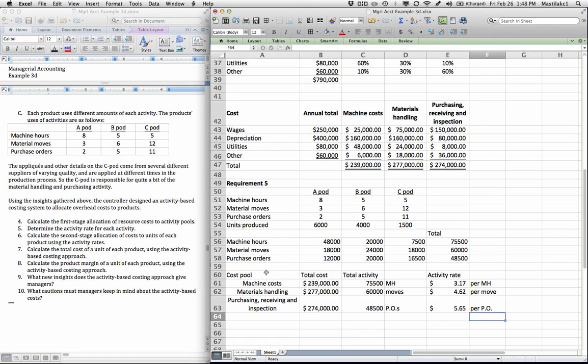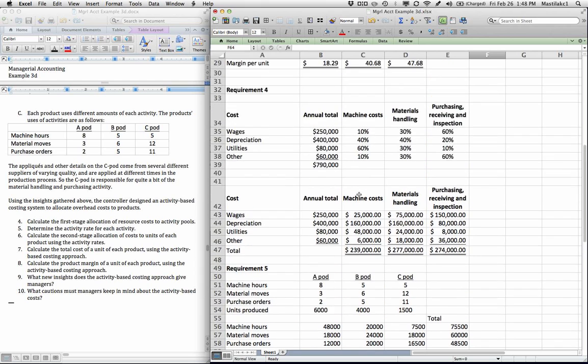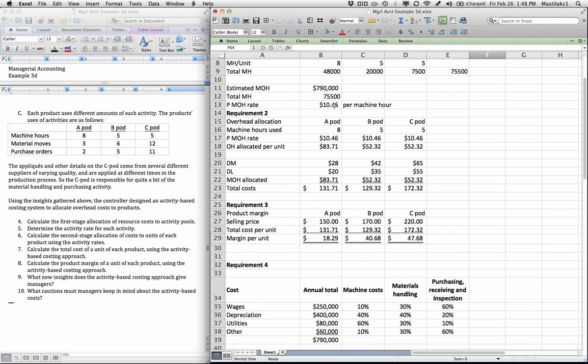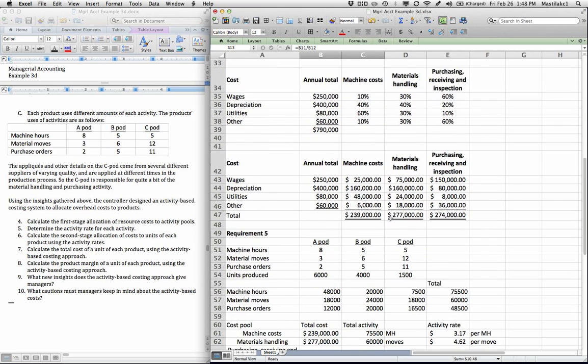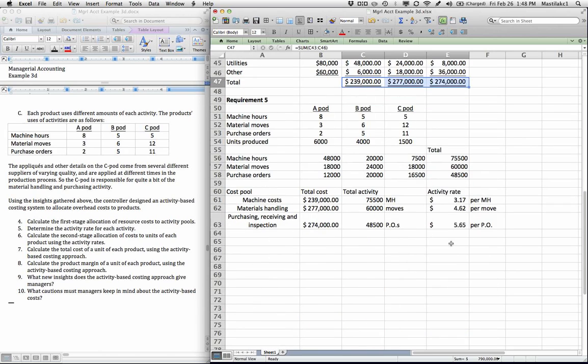So just like above, we used our dollars per machine hour, or $10.46 per machine hour, to allocate all of our overhead cost. Now we're going to take our overhead cost, splitting it up into these 3 different pools, and each of these pools is going to have a separate activity rate that it will use to allocate overhead cost to product. And that's going to allow us to do the next step.